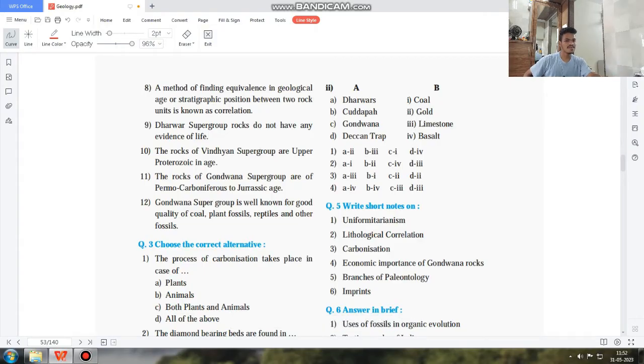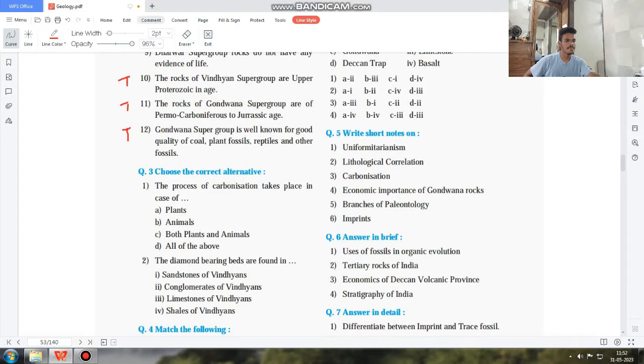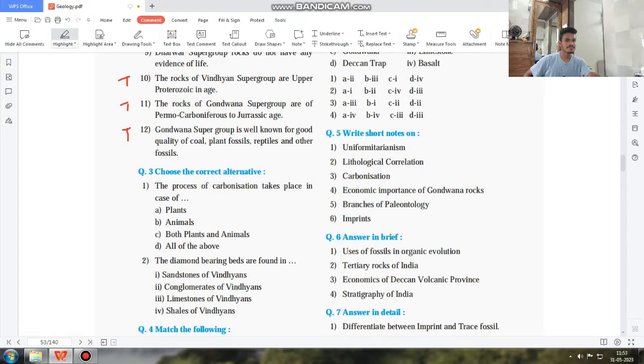Okay, all are true. So I'll just write one time only true. This is also true. You can read it. All are true. Next we move on to: the process of carbonization takes place in both animals and plants.